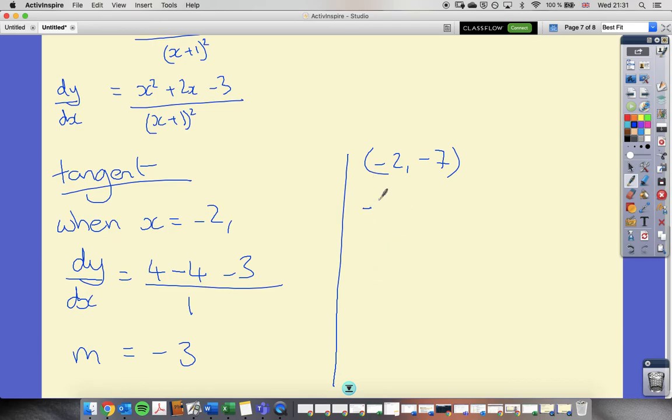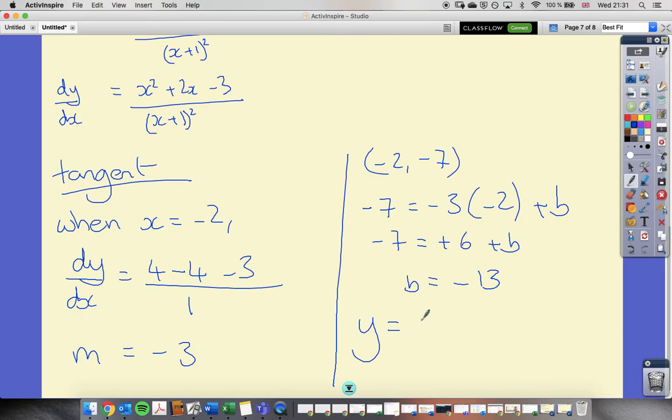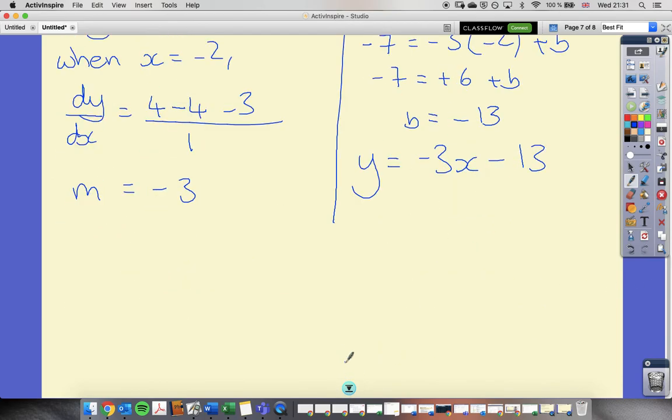So y equals m times x plus b. So we've got -7 equals +6, sorry, plus b, so b will equal -13. So our tangent has the equation y equals -3x minus 13. So from that we can also find our normal.